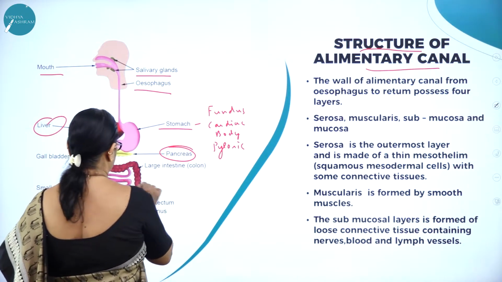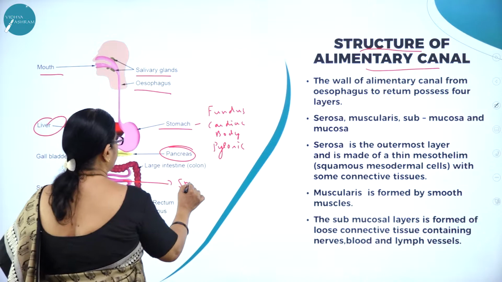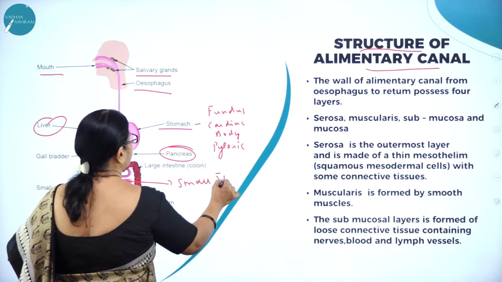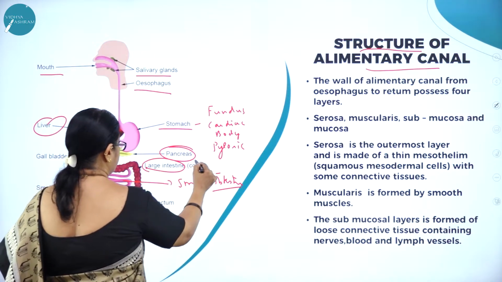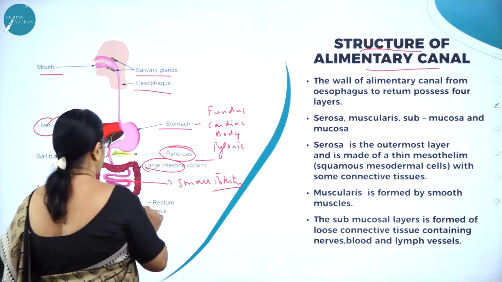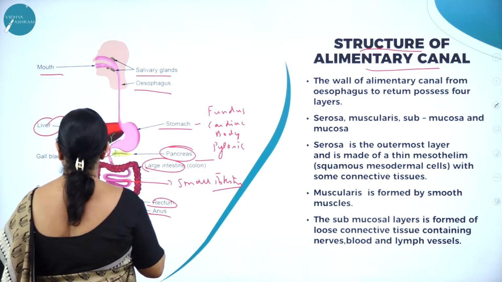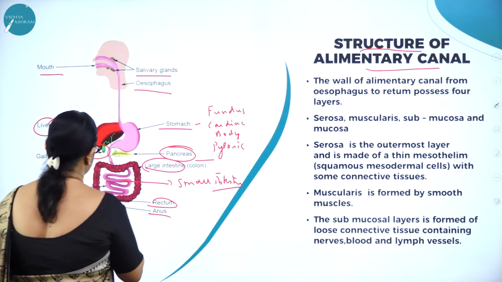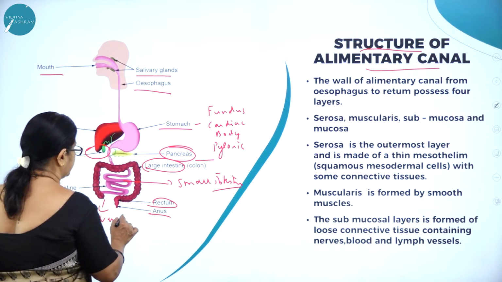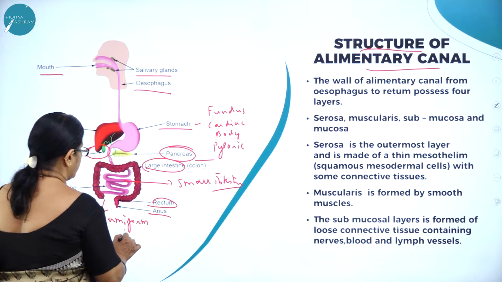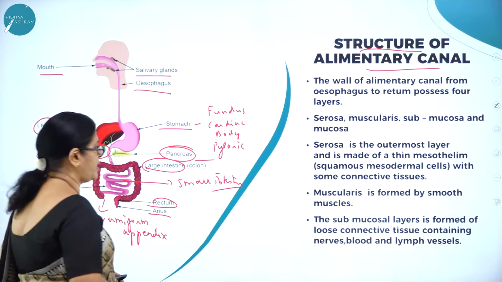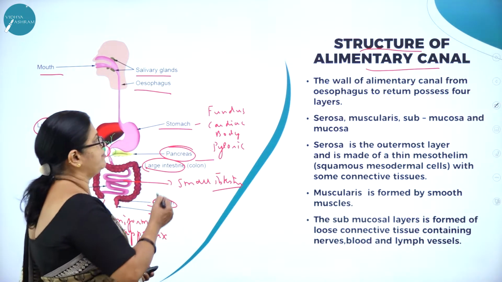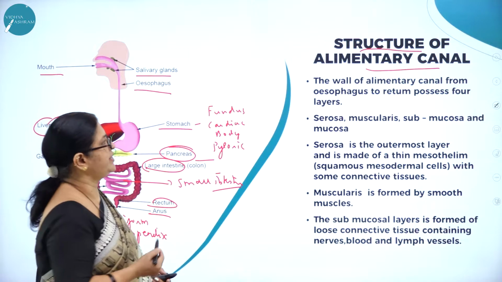And this is the small intestine, which plays a very great role in the process of digestion. Then this is the large intestine, which is also called what? Colon. And then comes the rectum and the anus. Here you can see the small structure called the vermiform appendix.